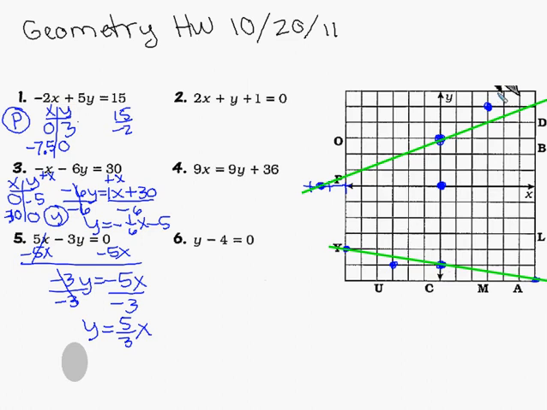Okay, so let me get my line maker. There we go. Okay, so we make a line through those points, and as you can see, it goes through letter U. So that means the answer to this problem is U.